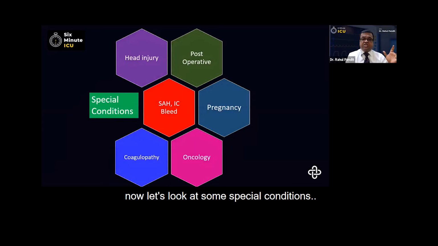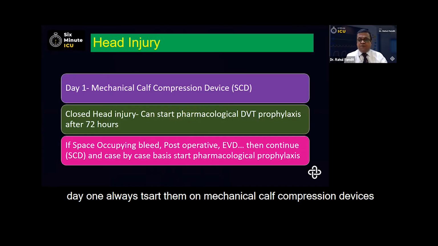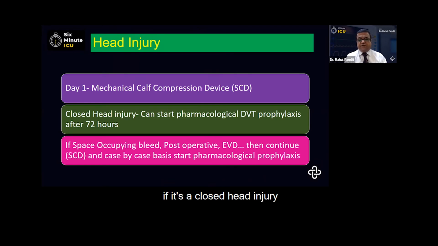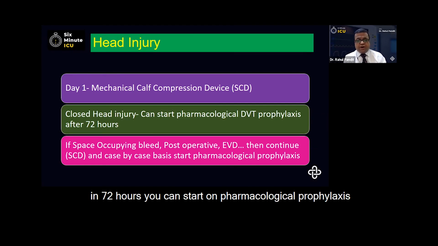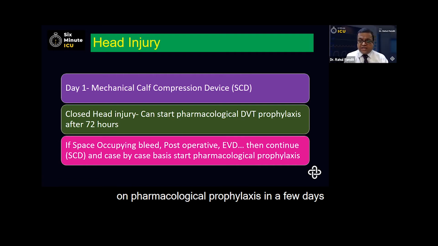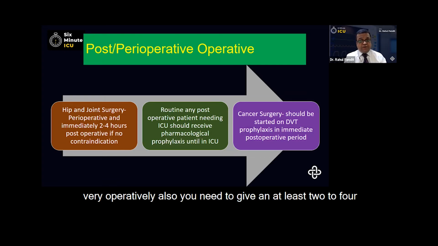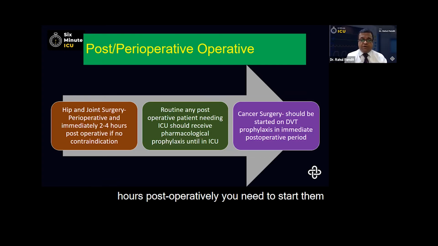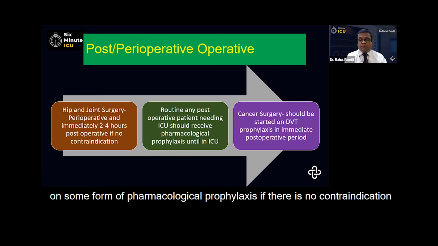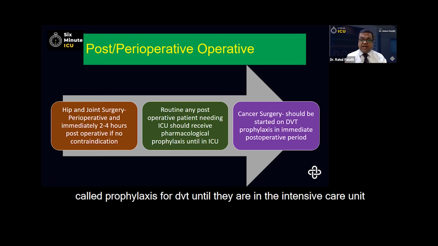Now, let's look at some special conditions: head injury, postoperative, subarachnoid hemorrhage, pregnancy, coagulopathy, oncology. Head injury: day one, always start them on mechanical calf compression devices. If it's a closed head injury, in 72 hours you can start pharmacological prophylaxis. If there is a space occupying bleed, external ventricular drain, or postoperative patient, then case by case, you need to decide and take a call on pharmacological prophylaxis in a few days' time. Until then, continue with the SCDs. Postoperative patient, hip and joint, perioperatively also you need to give, and at least 2 to 4 hours postoperatively, you need to start them on some form of pharmacological prophylaxis if there is no contraindication. Routinely, any postoperative patient who comes to ICU should receive pharmacological prophylaxis for DVT while they are in the intensive care unit.